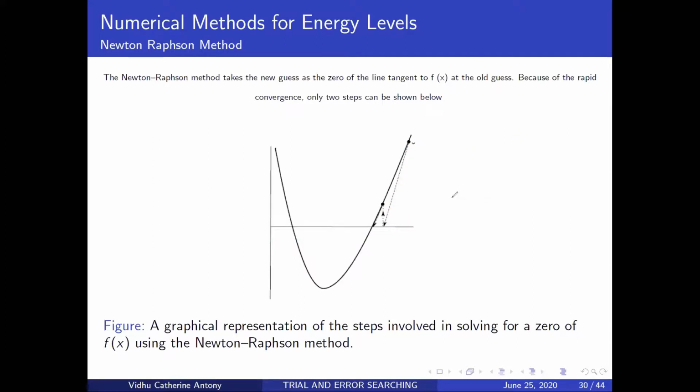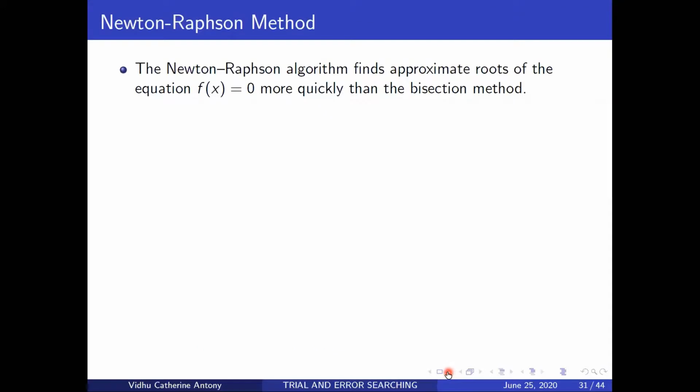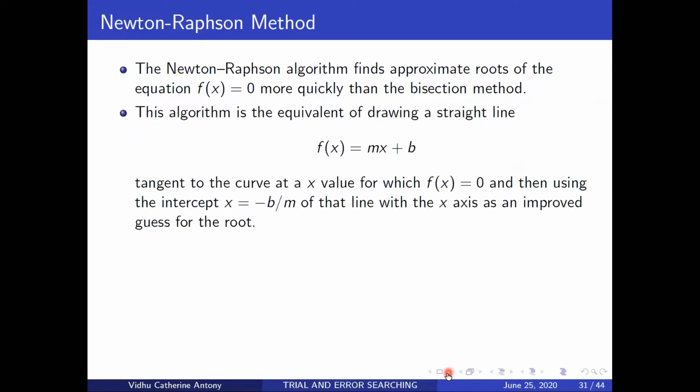So this is more convenient than the bisection method if you choose an initial guess closer to the root. If you choose an initial value closer to the root, it converges quickly. So there's a rapid convergence in comparison to the bisection method. Your algorithm is equivalent to drawing a straight line, f of x is equal to mx plus b, the tangent to the curve at the x value, and then using the intercept, x is equal to minus b by m, as the improved guess for the root.